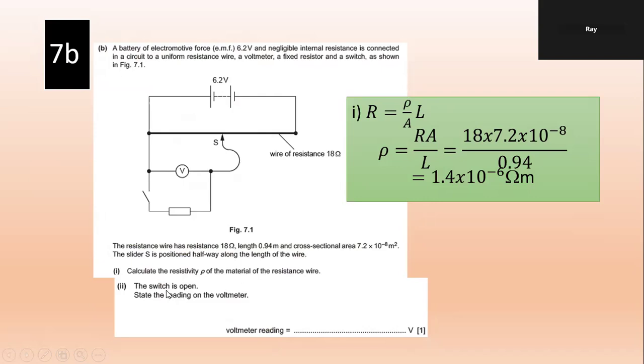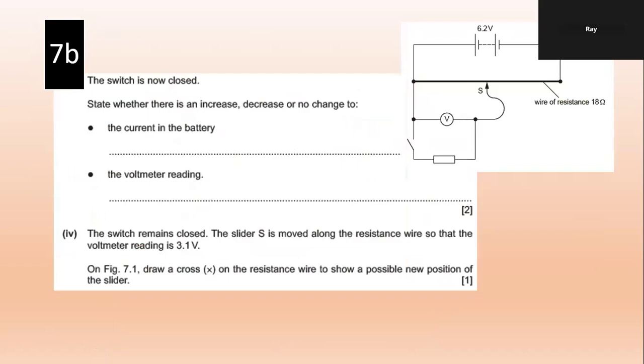The switch is open. State the reading on the voltmeter. Right? Halfway, the resistance is equal. So it's 3.1. No? Okay. Any comment? No. Okay.